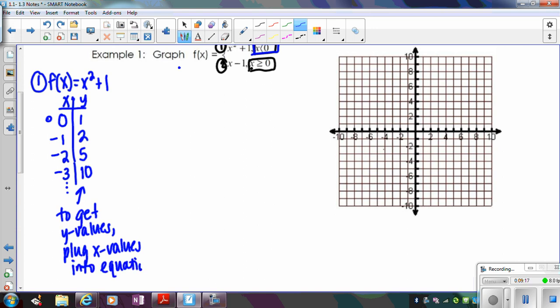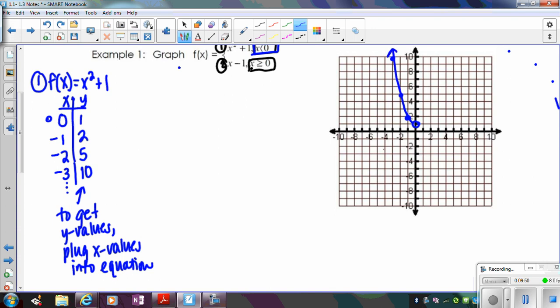That's all I did. So now that we have all of this, we can graph it. Remember, I put that little open circle there to remind me that when I actually go to plot this, 0, 1, I'm going to have an open circle because I don't want to include x equals 0. It's x is less than 0. Negative 1, 2 is going to be a filled in circle though because that's included. Negative 2, 5. Negative 3, 10. All included. So now I'm going to go ahead and connect those.